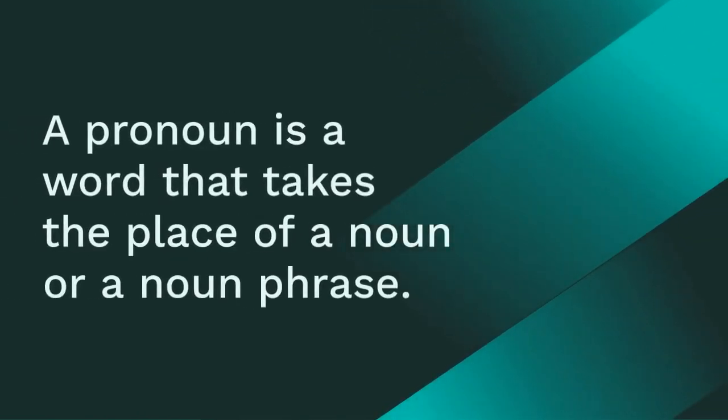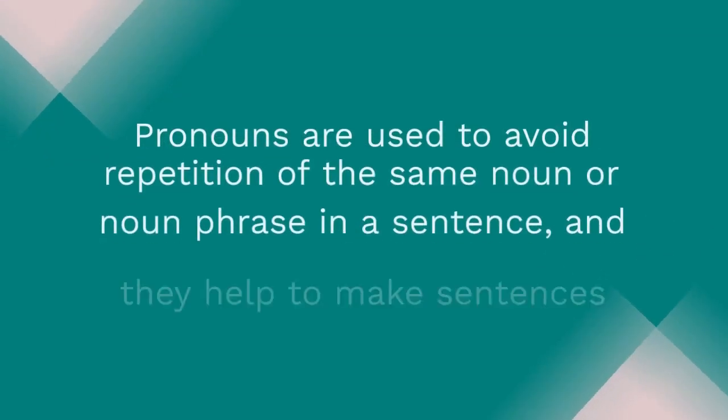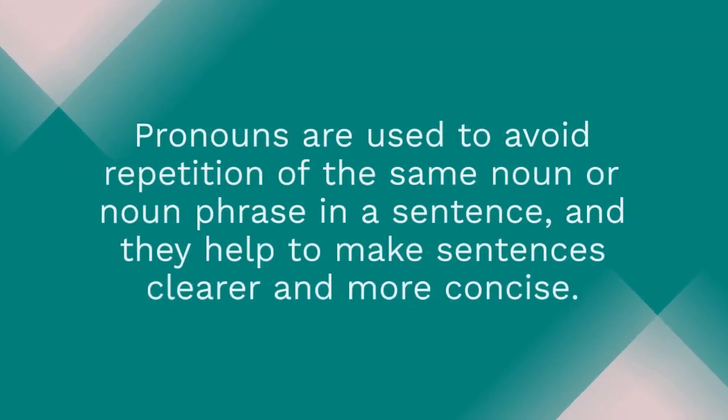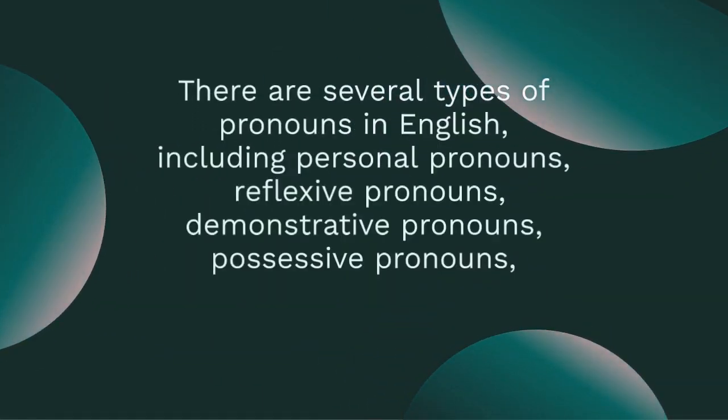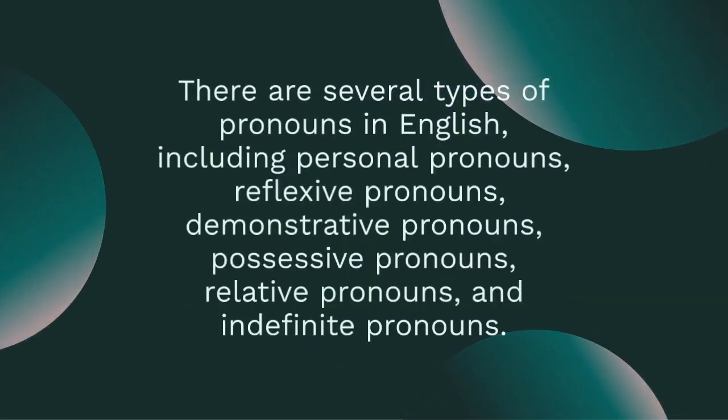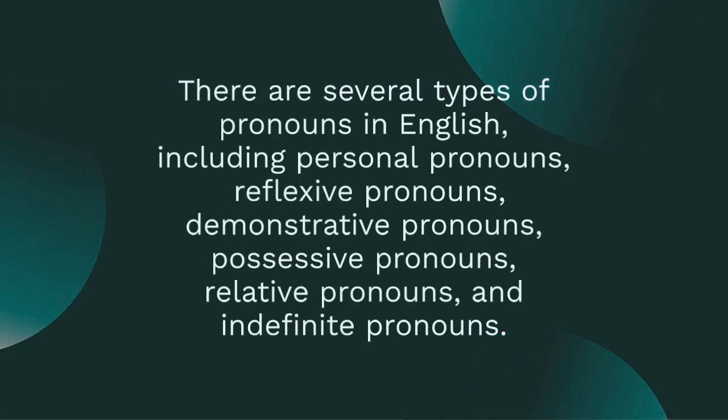A pronoun is a word that takes the place of a noun or a noun phrase. Pronouns are used to avoid repetition of the same noun or noun phrase in a sentence, and they help to make sentences clearer and more concise. There are several types of pronouns in English, including personal pronouns, reflexive pronouns, demonstrative pronouns, possessive pronouns, relative pronouns, and indefinite pronouns.